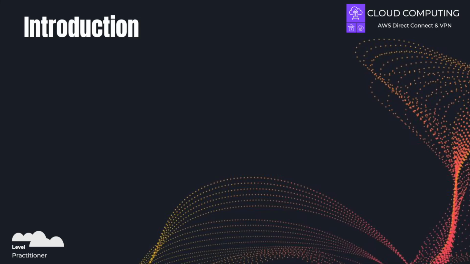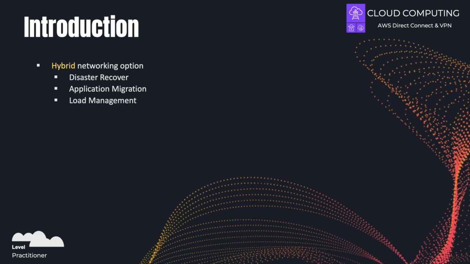In this video, we're going to talk about two important ways to connect your on-premises systems to the cloud: AWS Direct Connect and AWS VPN. Organizations often need hybrid networking options to extend their on-premises data centers to the cloud. This integration delivers stronger disaster recovery capabilities, smoother application migration, and elastic bursting to handle peak demands, while also providing more secure and controlled access to cloud resources.